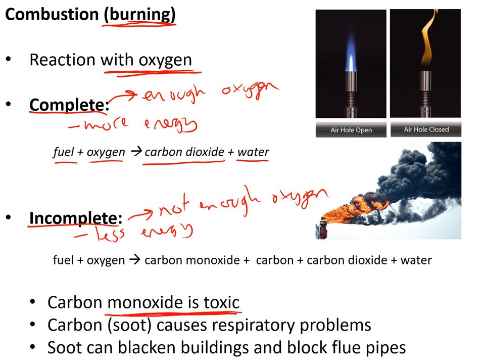So with incomplete combustion, we have fuel and less oxygen, so insufficient oxygen. And we end up making a mixture of products depending on exactly how much oxygen is present. So we can get some carbon monoxide, okay, that is CO, some carbon, that is also known as soot, and we can get carbon dioxide, which we know already is CO2, and water, H2O. Now we can't produce a balanced equation for this because it's difficult to know exactly how much oxygen, so we're going to get a different mixture of products depending on exactly how much oxygen there is.